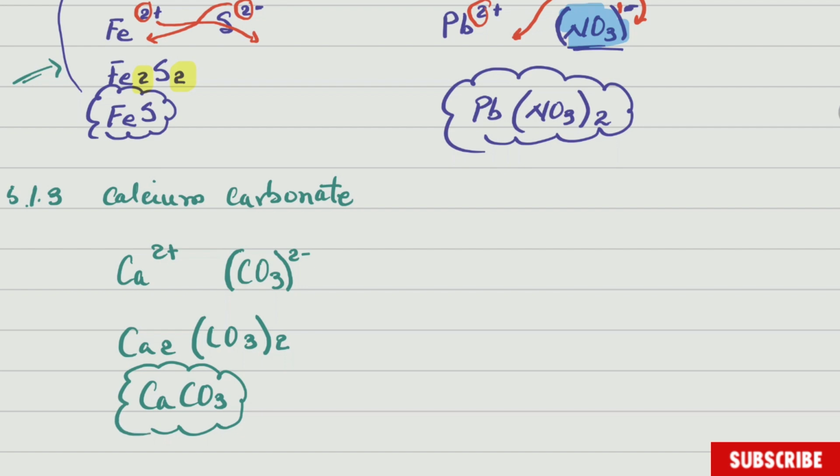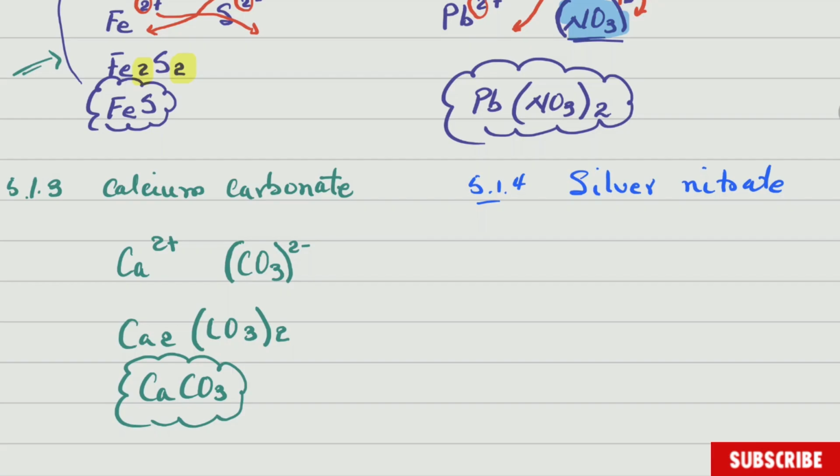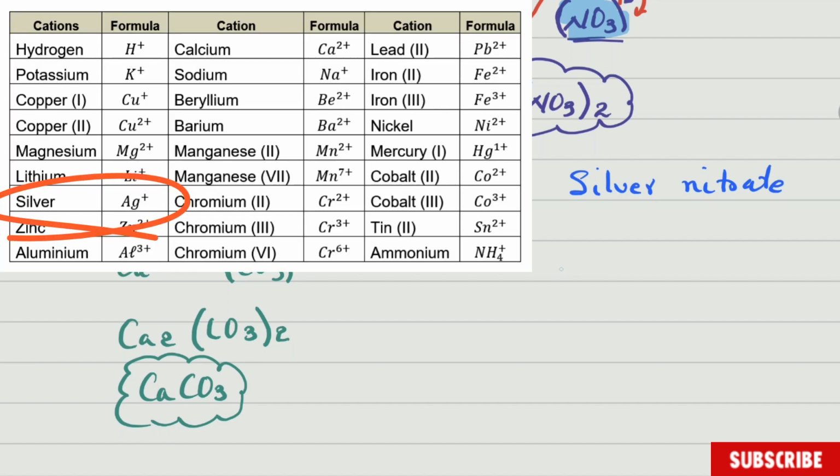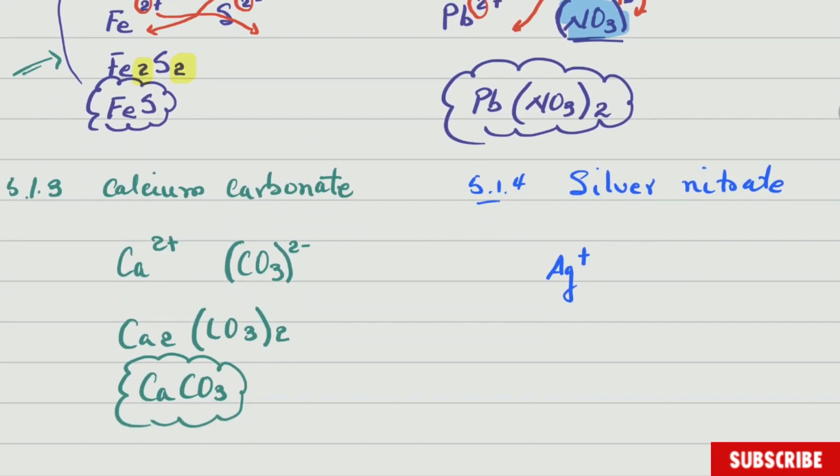Let's go to question 5.1.4. And question 5.1.4 is silver nitrate. Now, for silver nitrate, the symbol for silver ion is Ag positive 1. And nitrate, we already have it here on top, so it's NO3, with the bracket and 1 minus, in this case the same like 1 plus, or positive 1.